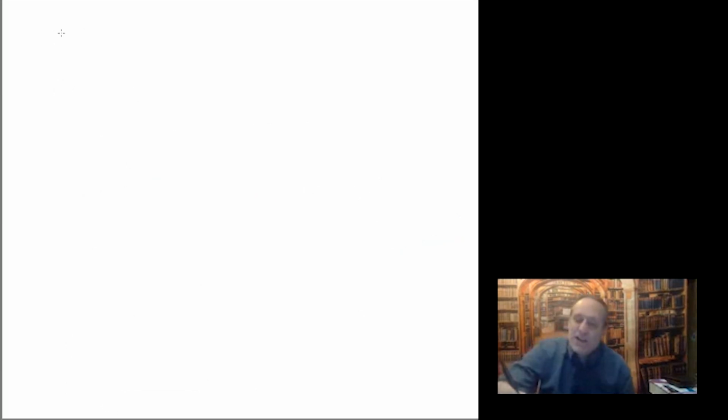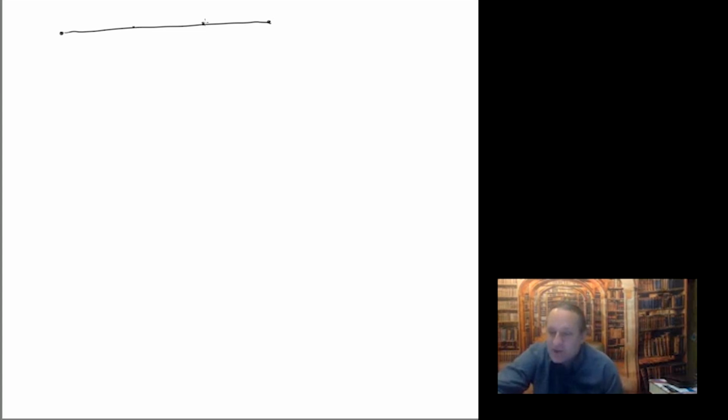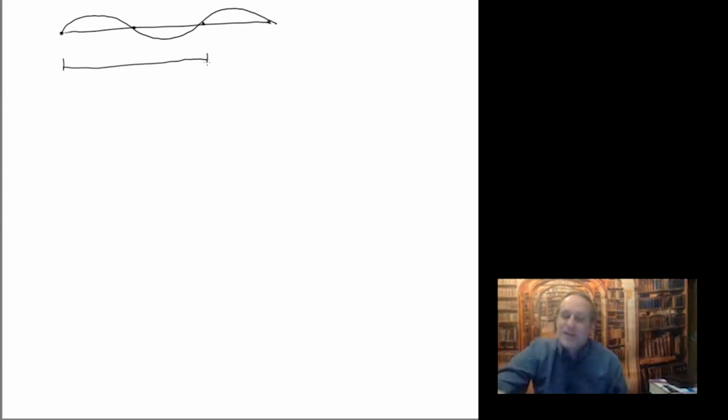And if I hold it 1/3 of the way, I just make it have fixed points there, then I get a wave that looks something like that. So that the wavelength is really just 2/3 of the length.